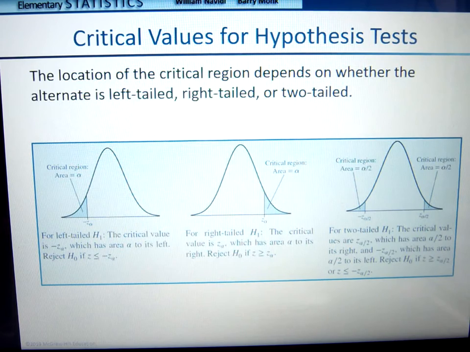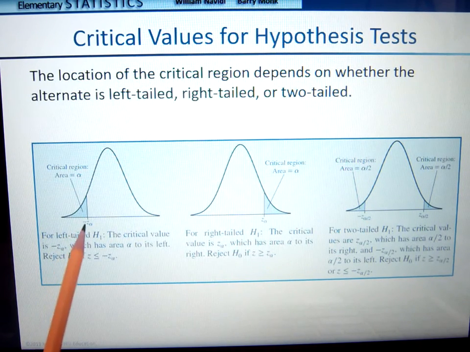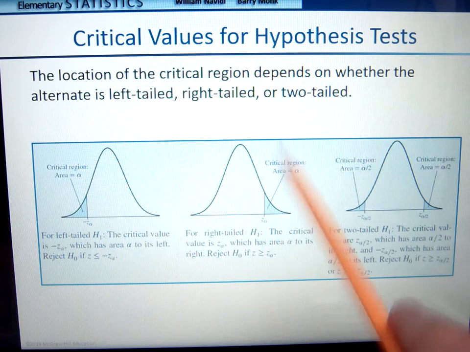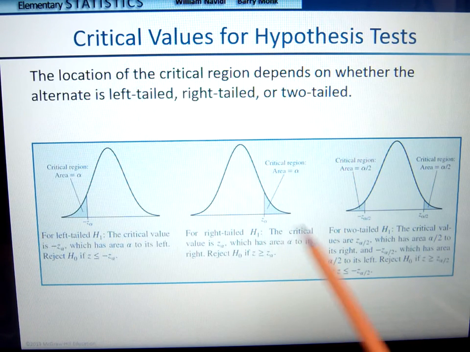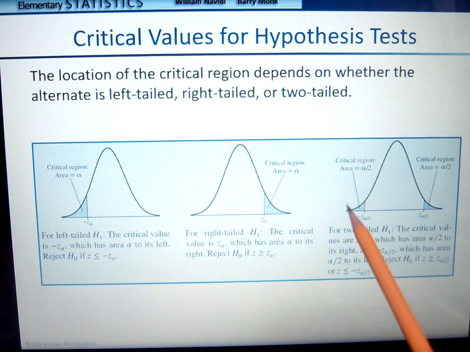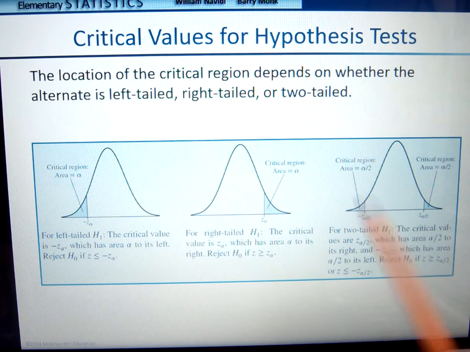So let's take a look again. We have a left-tailed test, and that would be to the left of it. We have a right-tailed test to the right of it. And then we have a two-tailed test, which could be either here or there. In other words, it doesn't fall in this region. It falls one way or the other. So you have left-tailed, right-tailed, and two-tailed.